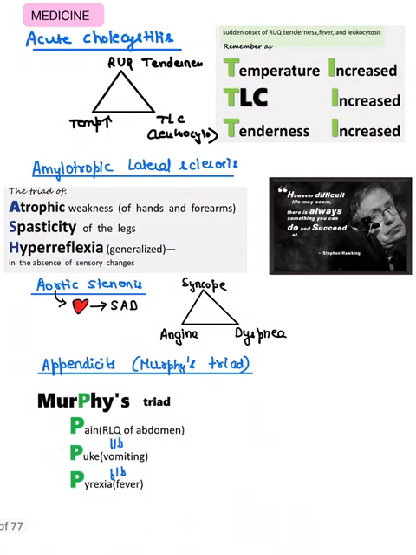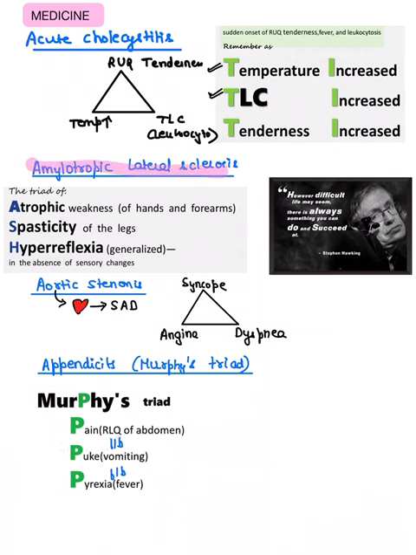Now coming on to the other important triad, that is acute cholecystitis. So what happens in acute cholecystitis? Remember 3 T's. There is a tenderness. Where is the tenderness? In the right upper quadrant, because the gallbladder is situated there. Then temperature is increased. And what happens? Total leukocyte count is increased, and there is leukocytosis.